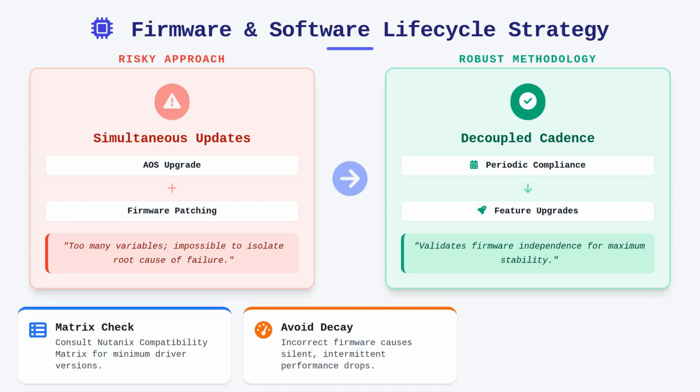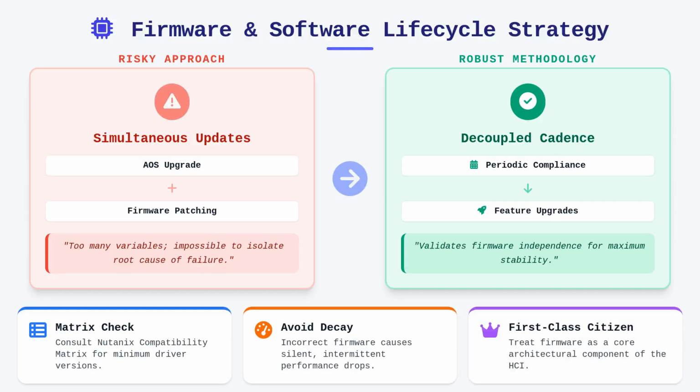Ignoring these dependencies often leads to intermittent performance degradation, which can be notoriously difficult to debug because the underlying hardware appears fine even when the driver software is suboptimal. Treating your firmware state as a first-class citizen alongside your VM configurations is the only way to ensure the long-term longevity of your hyper-converged architecture.